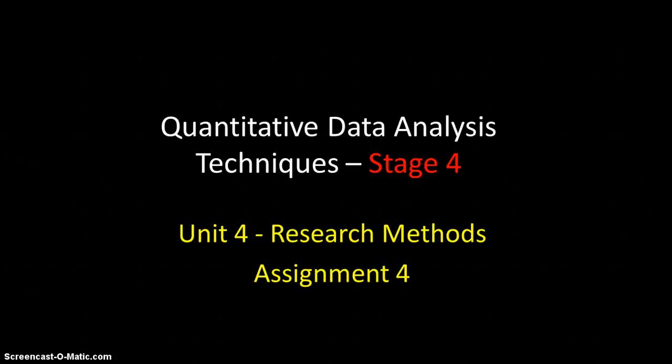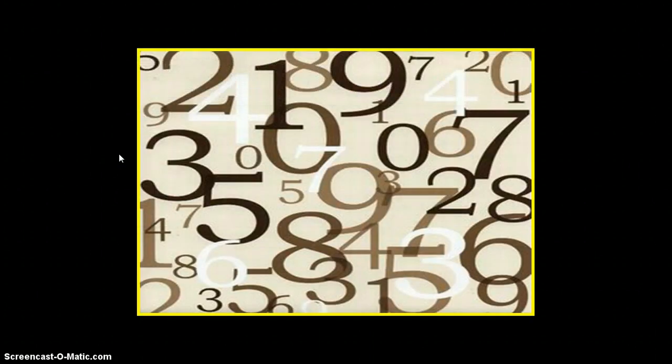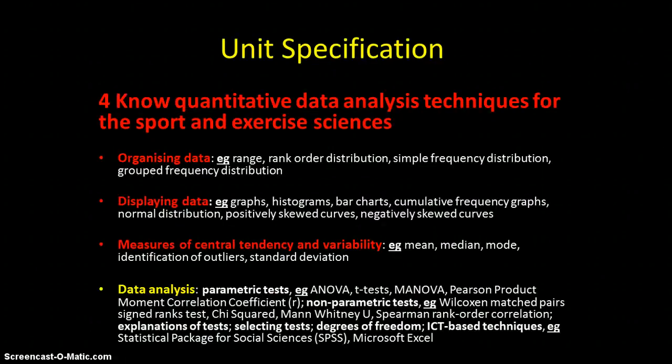So video 4 for assignment 4 research methods, the final stage of quantitative data analysis. Again, numerical data and the statistical tests that we can use to get some meaning from it. We're down now to the last bit of the unit specification, so the yellow data analysis information there, and basically there you've got listed a whole load of statistical tests that you possibly could use.